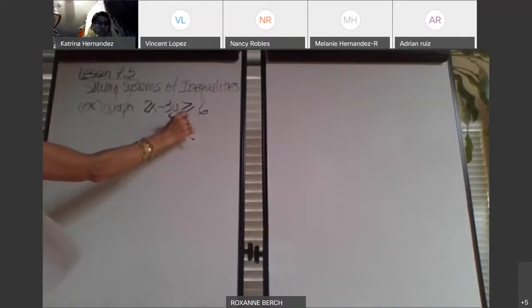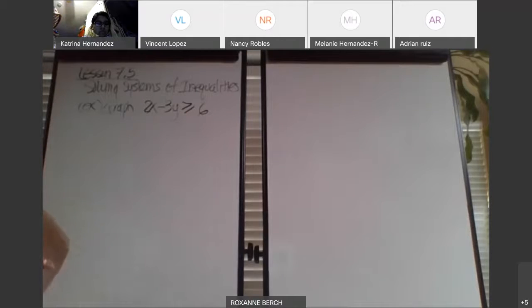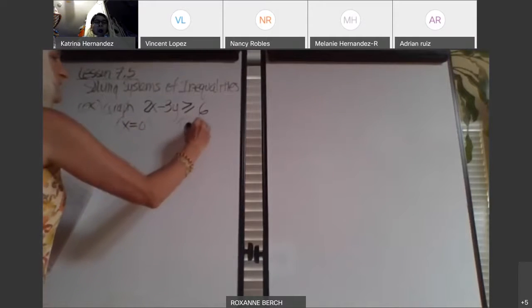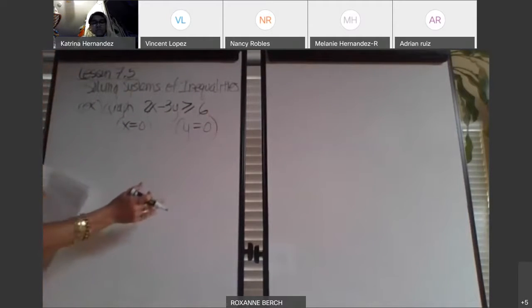This is the first time we've looked at graphing an inequality. Like I said, when you have something in standard form, you don't want to use slope-intercept form. To graph this, we're going to set x equal to 0 and find the y-intercept, and set y equal to 0 and find the x-intercept. Then we're going to connect the points.